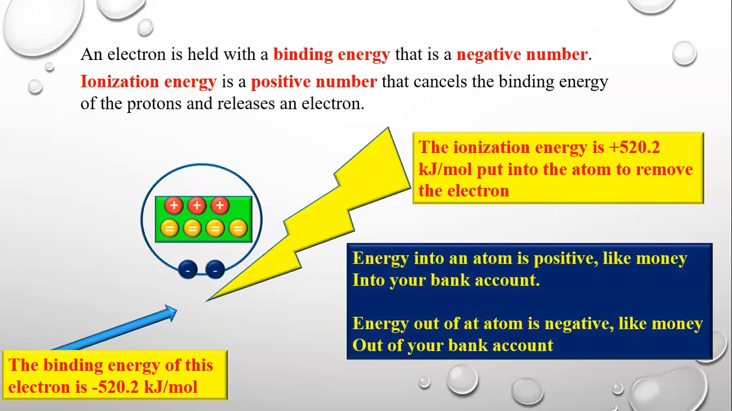So energy into an atom is positive, like money into your bank account. Energy out of an atom is negative, like money out of your bank account.